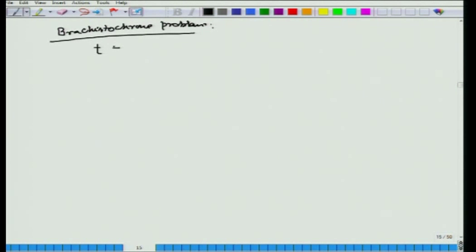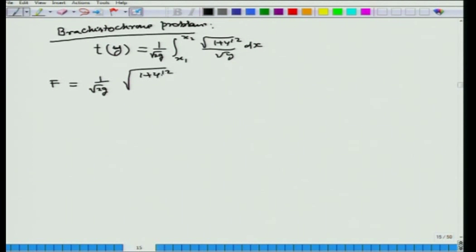recall that T y is x 1 to x 2 square root 1 plus y prime square. We had got root 2 g here and then root y. So, over root y dx. So, here f is 1 over root 2 g root 1 plus y prime square over y. So, this is again a function of y and y prime.